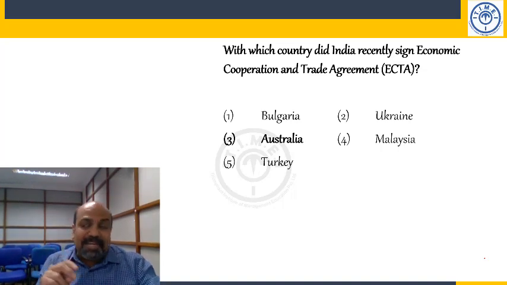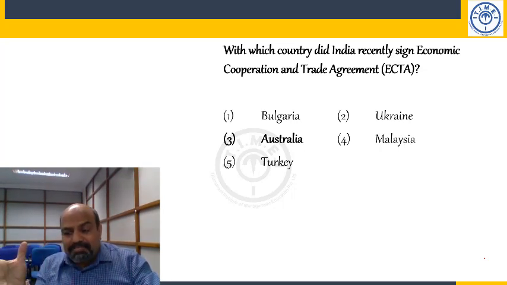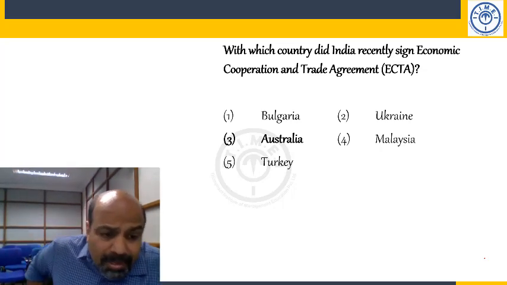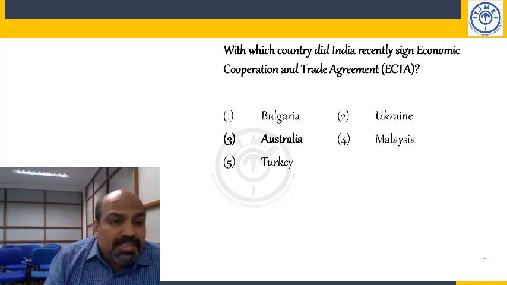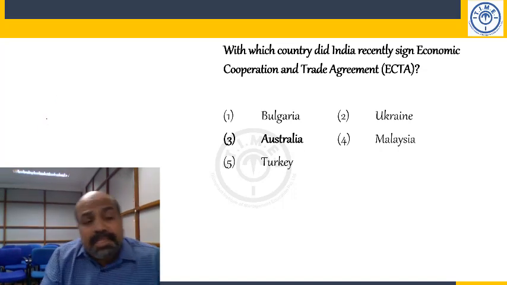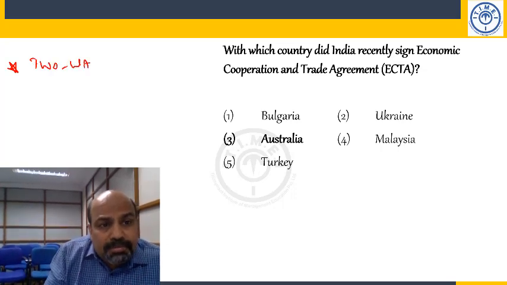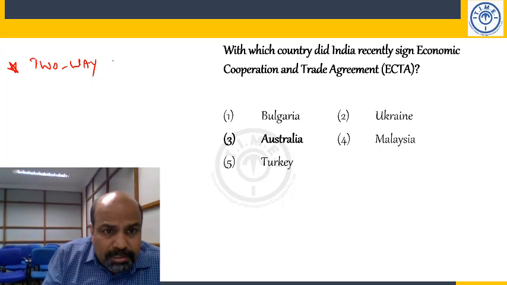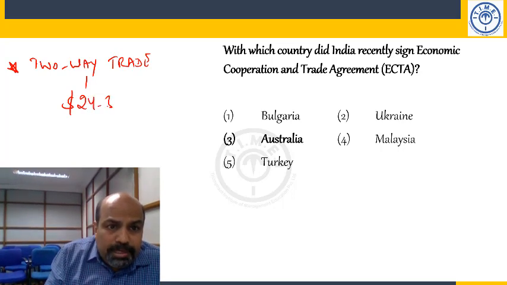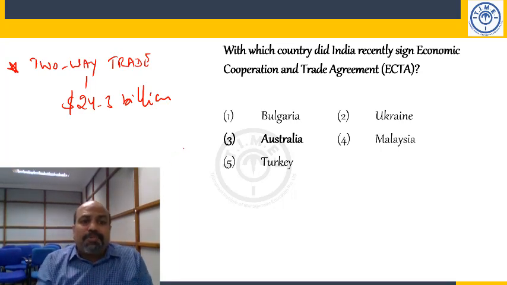So on this Australian government website, I found a lot of good, interesting stuff. I just wish our government departments would work equally hard to put all the details in a matter-of-fact way. On this particular website, I found one major detail: the Australia-India two-way trade, between Australia and India, is worth $24.3 billion. This is the exact number, okay? $24.3 billion.